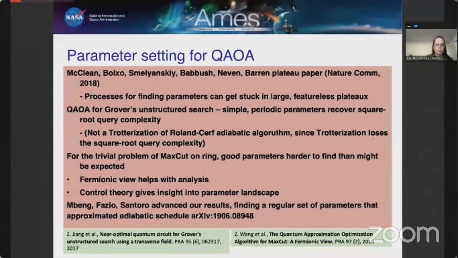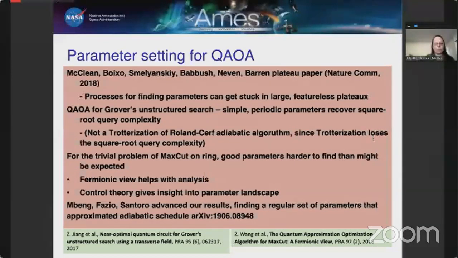For the trivial problem of max cut on the ring, it was surprisingly hard to do the analysis. The fermionic view helps, as we showed, and then Bang and others have been able to push that further. And there are other results. It's a very active area. Recent results of Bravyi for getting the expectation value, for example.